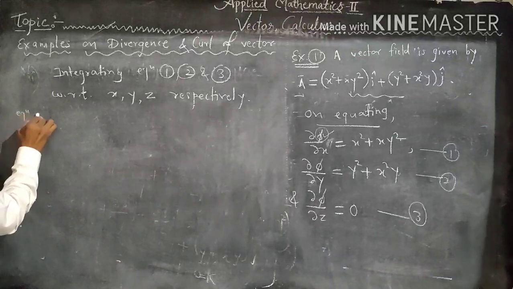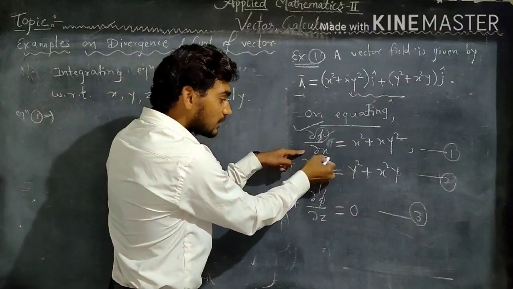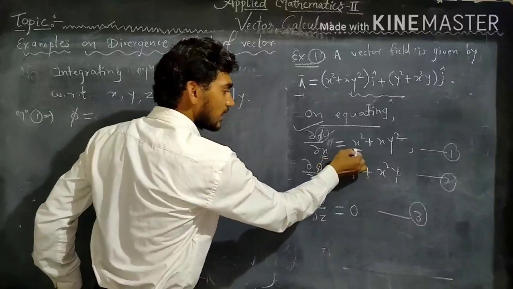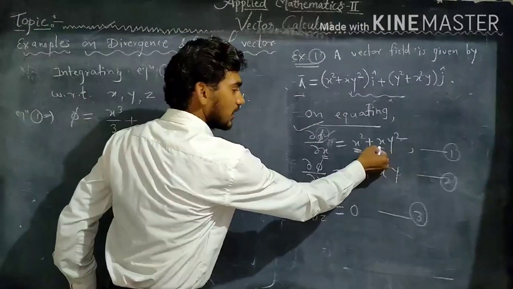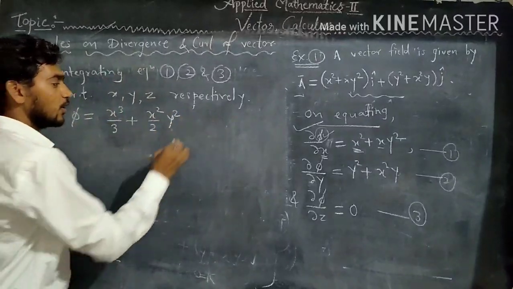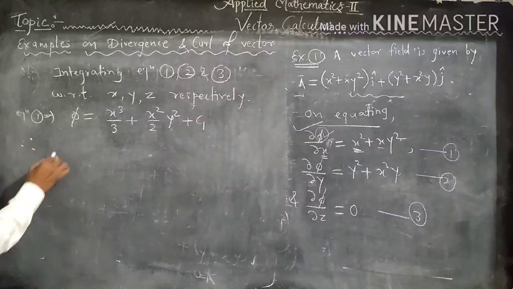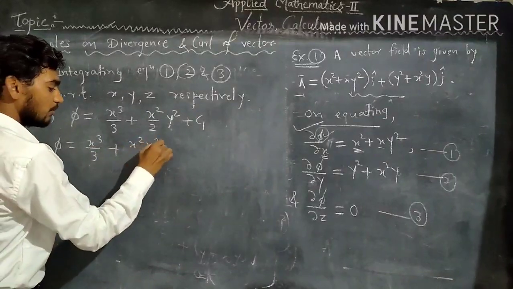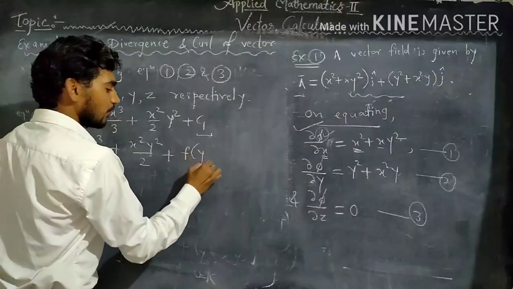So, equation 1 implies, now integrate equation 1 with respect to x. So, we will get phi equal to, with respect to x, integration of x square, that is x cube by 3 plus integration of x square by 2, and y square is constant plus some constant c1. Therefore, phi equal to x cube by 3 plus x square y square by 2 plus c1 is nothing but f of y comma z.